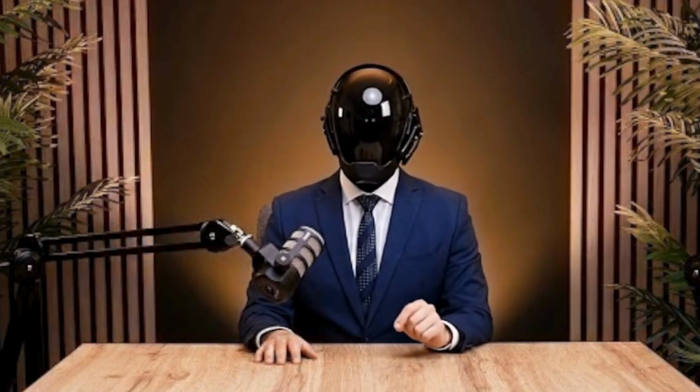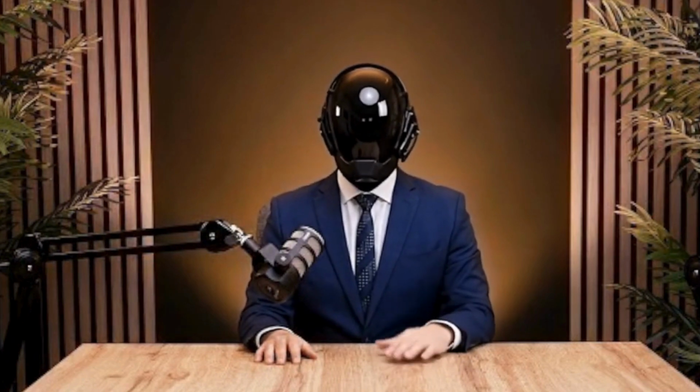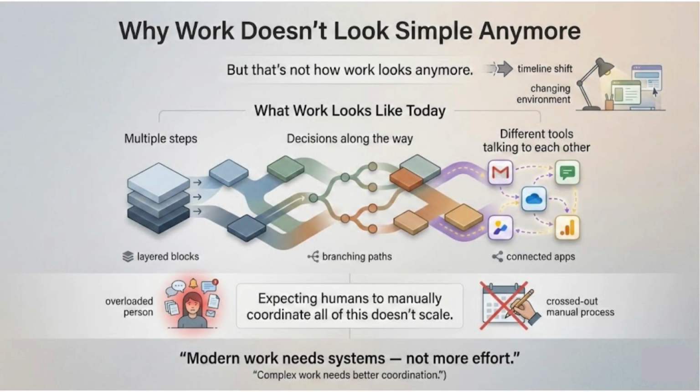Automation used to be very simple. If this happens, then do that. One trigger, one action. No thinking involved. But that's not how work looks anymore. Today, tasks are messy. They involve multiple steps, decisions along the way, and different tools talking to each other. And expecting humans to manually coordinate all of that doesn't really scale.